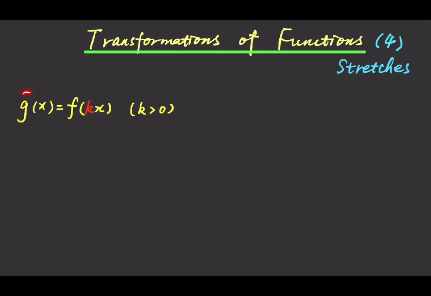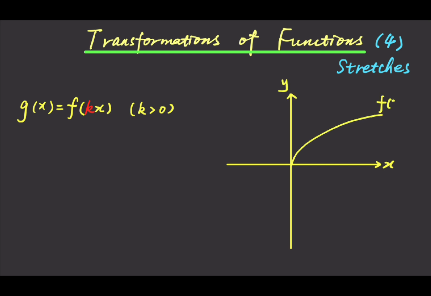If you want to figure out the graph of g(x) = f(kx) from the original function, where k is greater than 0, you may follow these steps. First, in the Cartesian plane, you can assume this is the original function f(x), but you need to know here we should consider kx as a whole, so the original function should be f(x).